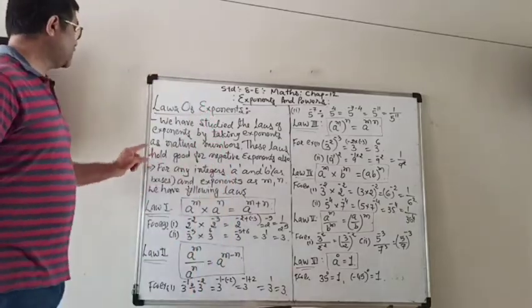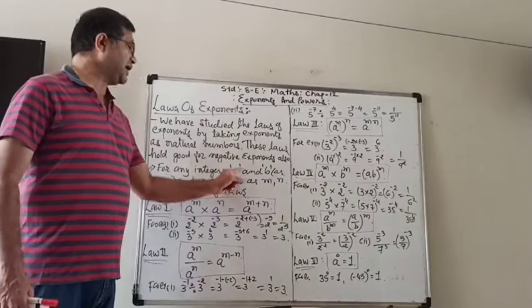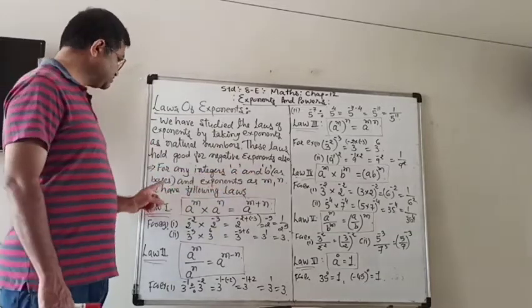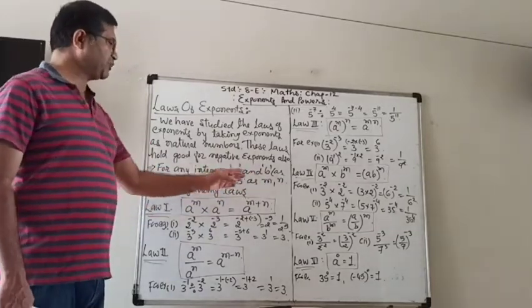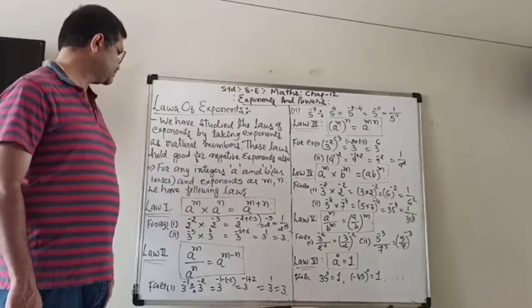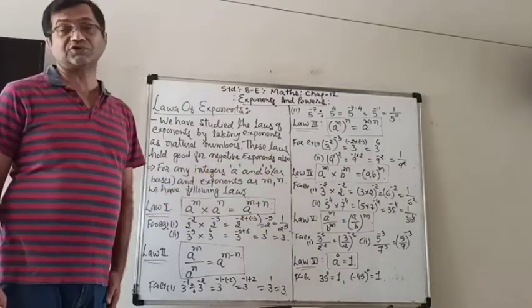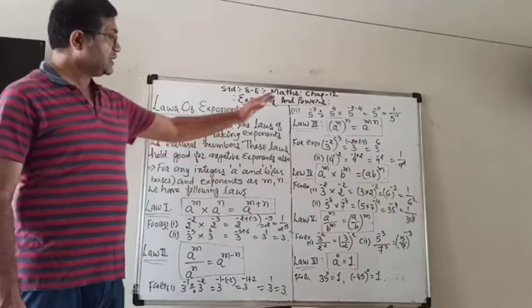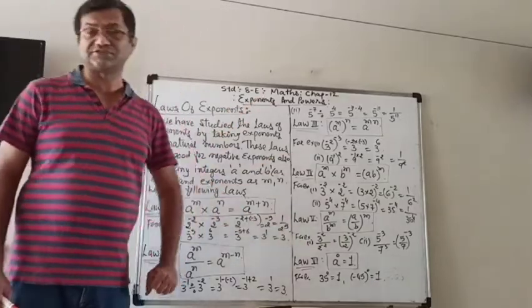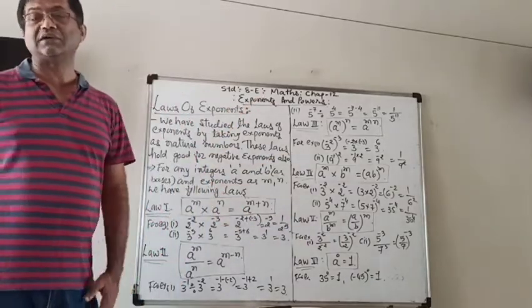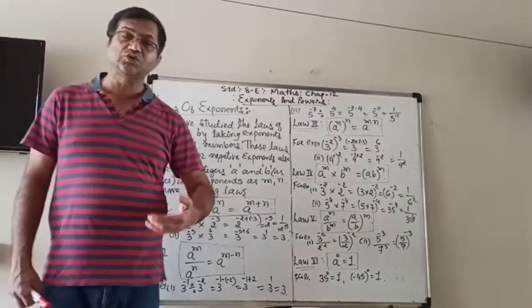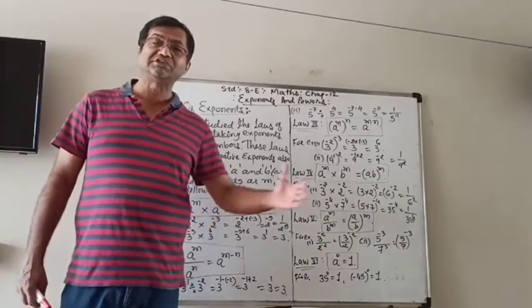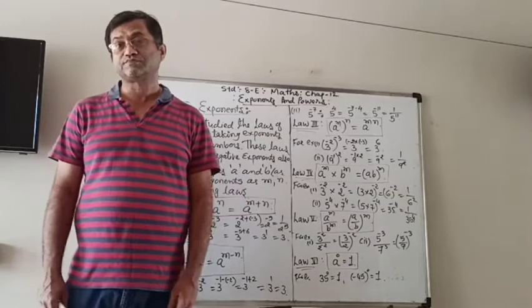So for any integers a and b as bases and exponents as m and n, we have the following laws. We have here 6 different laws. One by one we will try to understand them with examples also.